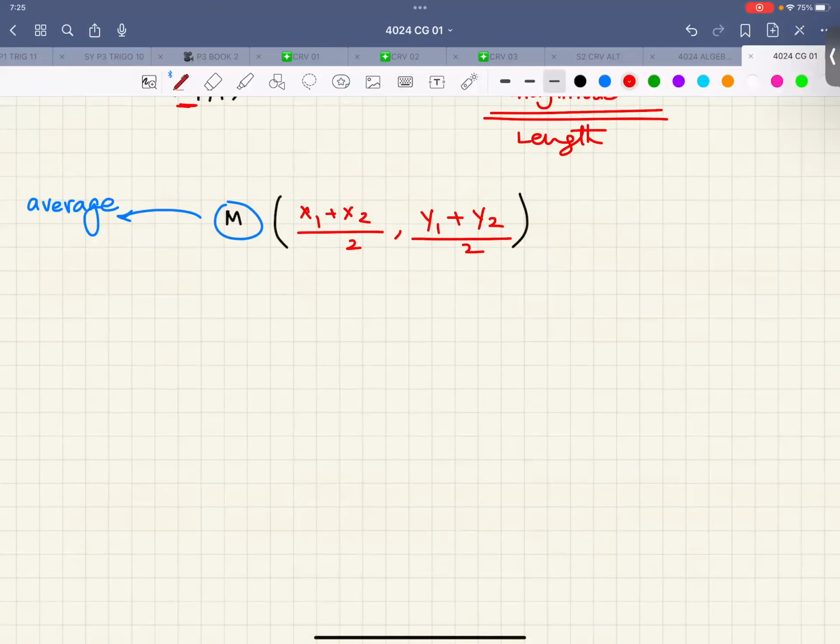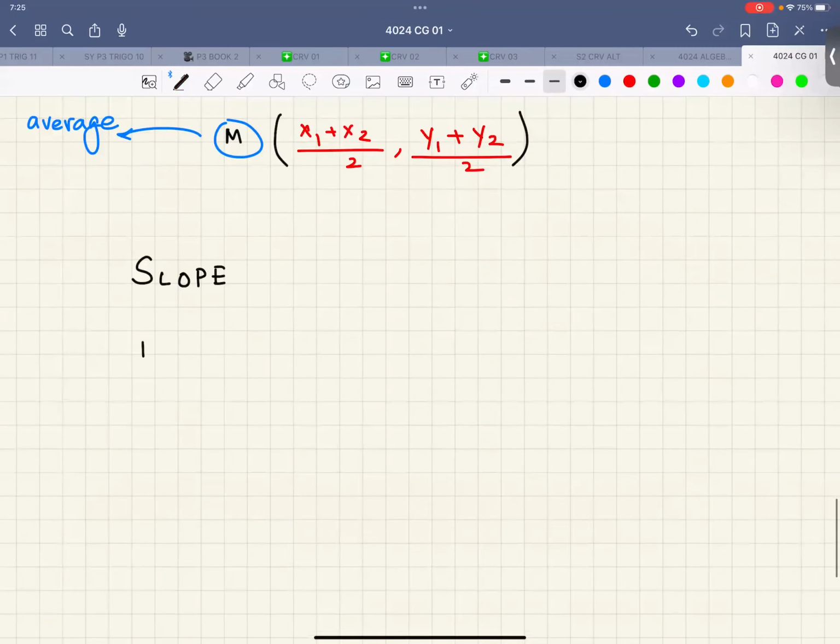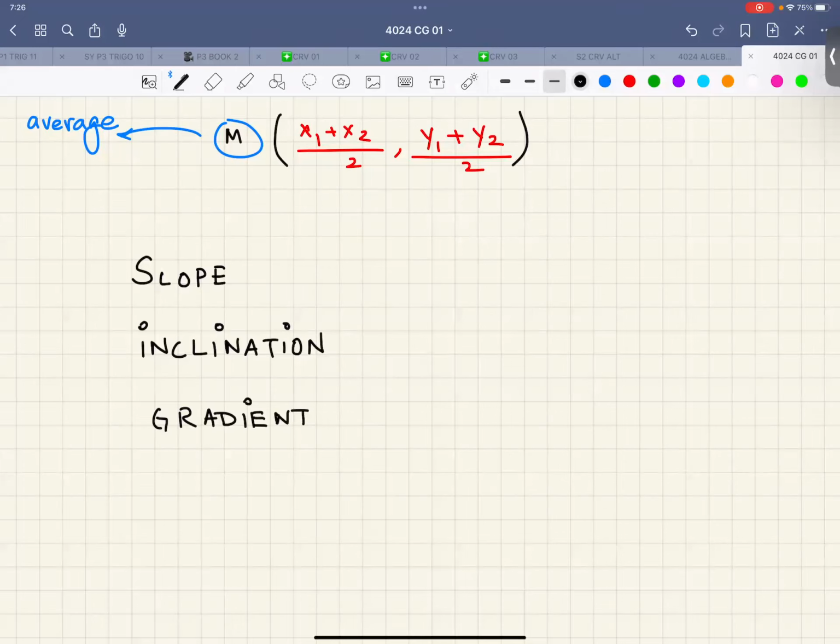Now, what else is there? We can talk about the slope. That's also known as inclination. That is also known as gradient. It's also known as rise over run.